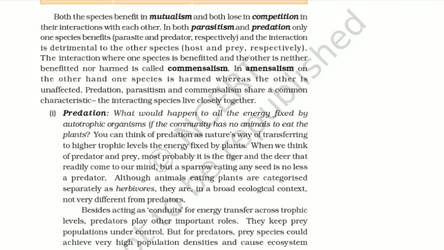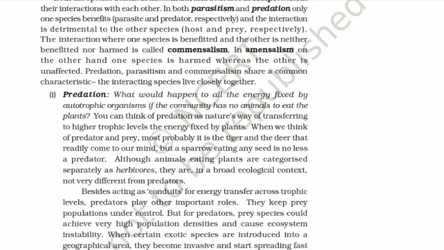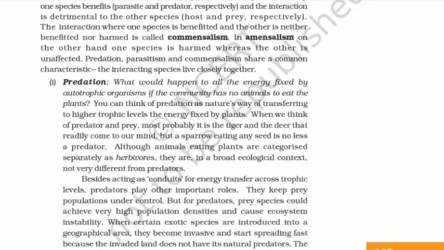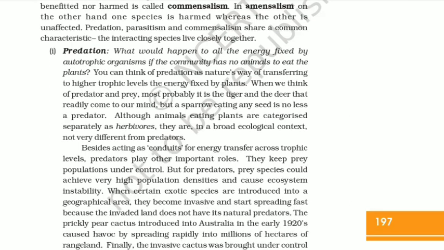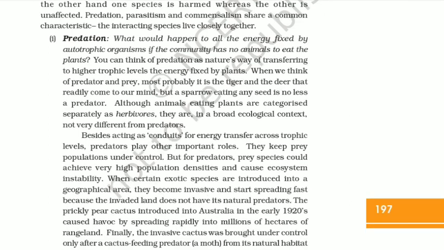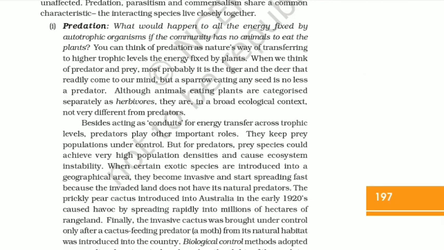The interaction where one species is benefited and the other is neither benefited nor harmed is called commensalism. In amensalism, on the other hand, one species is harmed whereas the other is unaffected. Predation, parasitism, and commensalism share a common characteristic. The interacting species live closely together.